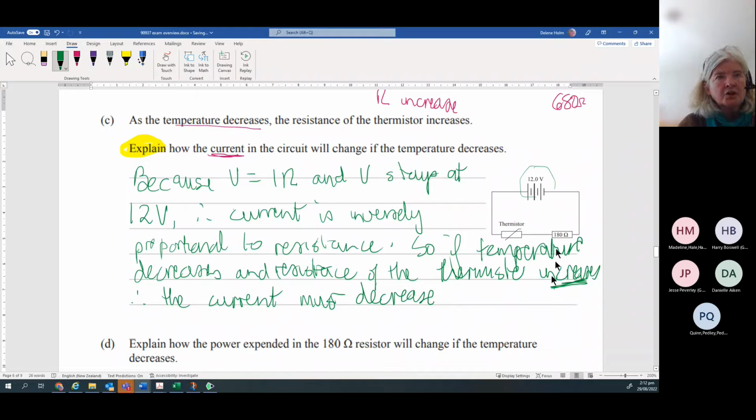Okay, so if you just simply said, which most people would simply say, oh, resistance increases, therefore current decreases. You're not going to do that well. You have to show all your thinking steps.